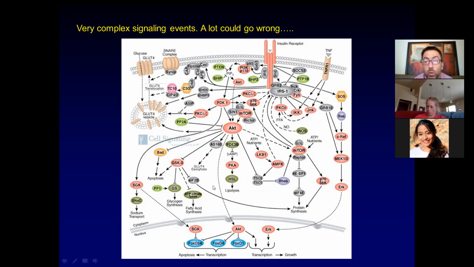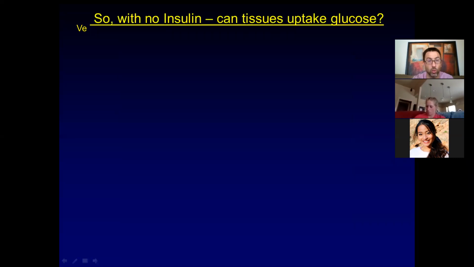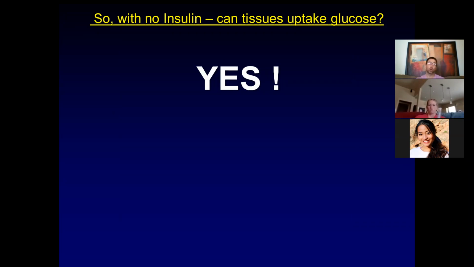But this is what happens. It comes in, it binds, it goes to the cell surface, and voila, okay? So it's pretty simple. If you're a type 1 diabetic and you don't make insulin, then you can't move GLUT4 to the cell membrane, and you can't bring glucose in, okay? Well, that's not the whole story, okay? It's not the whole story.